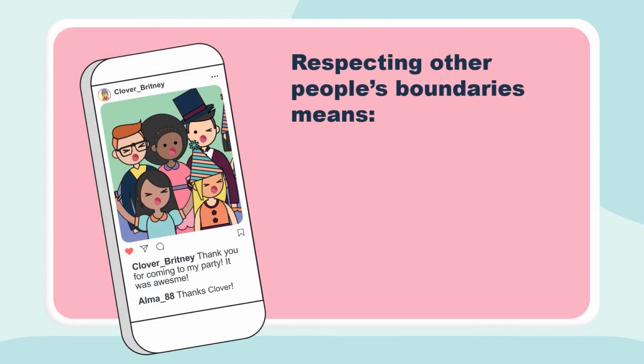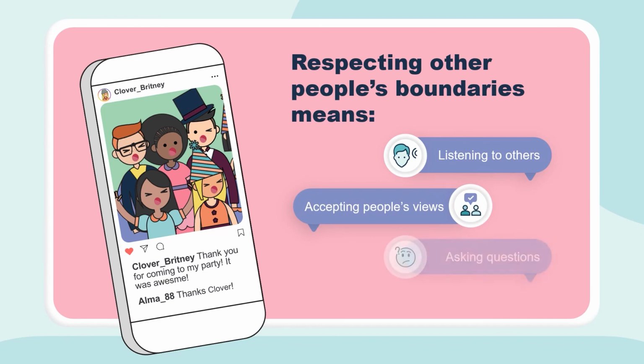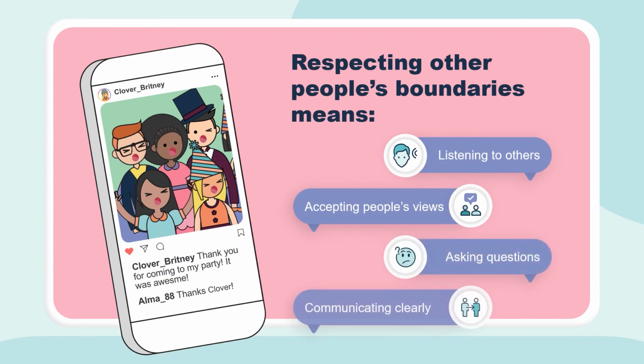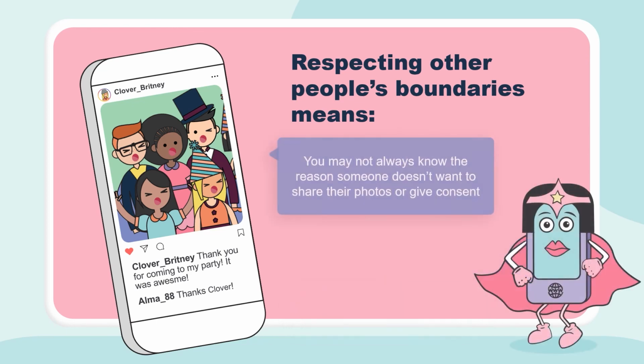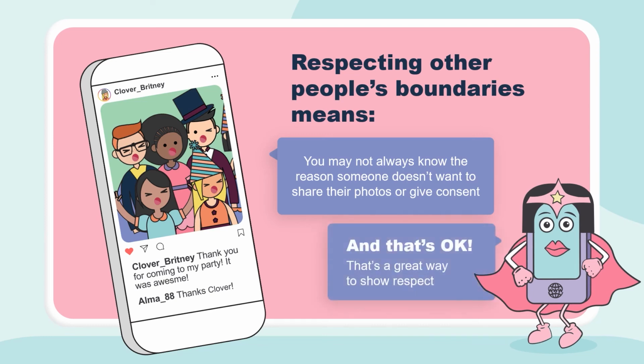Respecting other people's boundaries means listening to others, accepting people's views, asking questions, and communicating clearly. You may not always know the reason someone doesn't want to share their photos or give consent, and that's okay. That's a great way to show respect.